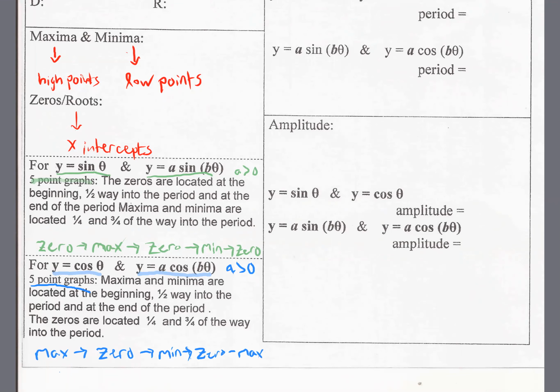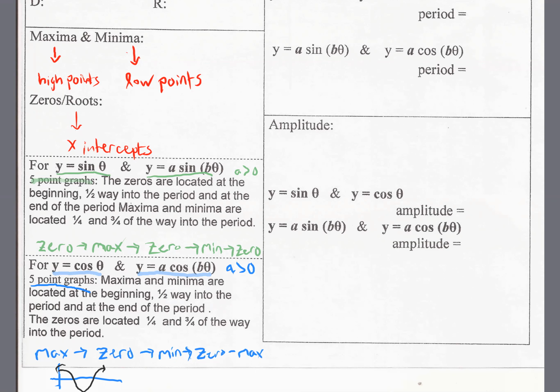So I'll do a quick sketch so you have a better idea of what I'm talking about. So this one would go like this. It would start at a max, 0, min, 0, and then max. That would be one cycle.